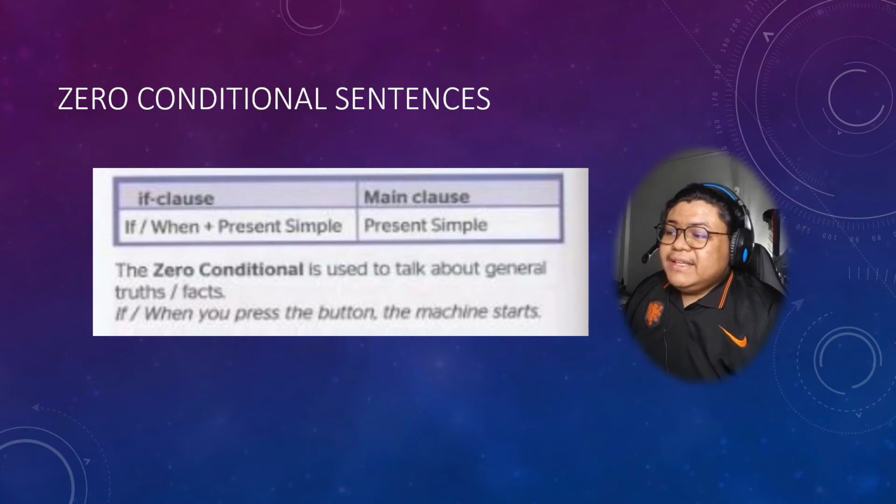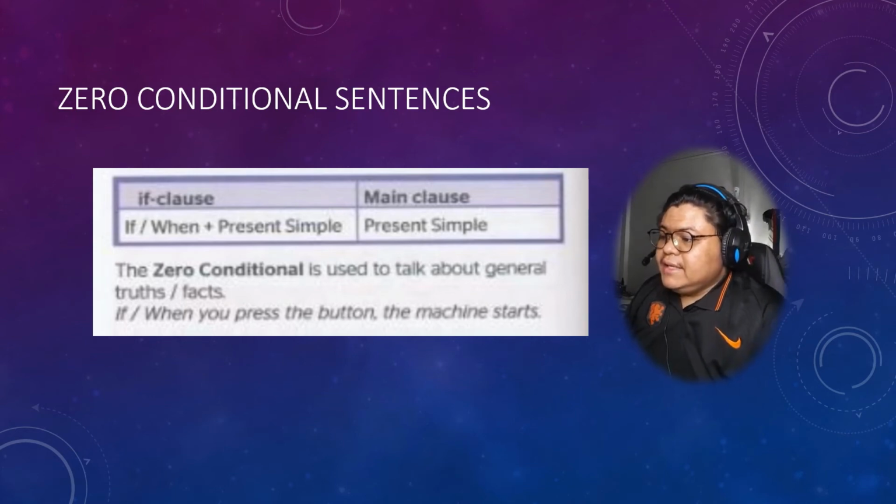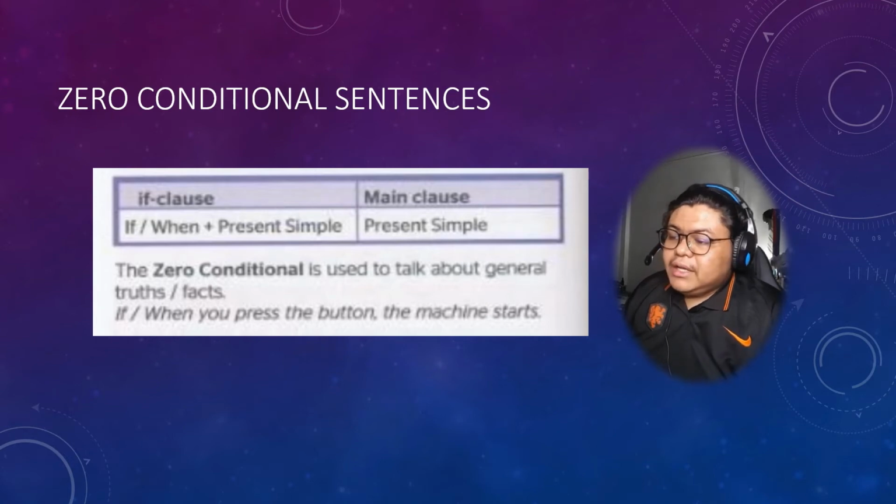Okay, tapi ini zero conditional. Okay, so zero conditional maksudnya tak ada apa-apa perkaitan lah. Okay, contohnya dekat sini, the zero conditional is used to talk about general truths or facts. Okay, something that is factual. Okay, if or ataupun when you press the button, the machine starts. Okay, apa maksudnya kat situ? Nanti kita akan tengoklah apa jenis conditional yang lain. Tapi yang ini zero conditional maksudnya we normally use it to talk about truths.